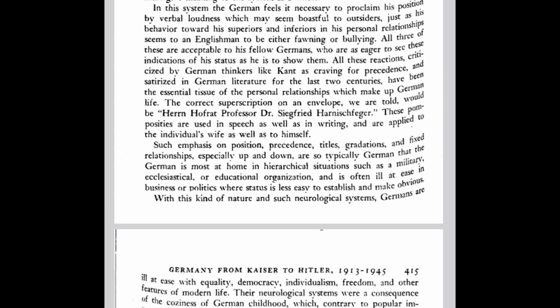Melissa, in relation to egocentrism, sorry, Greg, I think he did claim at one stage, more or less, that the Germans were fond of wearing their qualifications on their sleeves, so to speak. By way of indication of this, on page 414, quote: In this system, the German feels it necessary to proclaim his position by verbal loudness, which may seem boastful to outsiders, just as his behaviour towards his superiors and inferiors in personal relationships seemed to an Englishman to be either fawning or bullying. All three of these are acceptable to his fellow Germans, who are eager to see these indications of his status as much as he is to show them. All these reactions, criticised by German thinkers like Kant as craving for precedence and satirised in German literature for the last 2 centuries, have been the essential tissue of the personal relationships which make up German life. There you go.